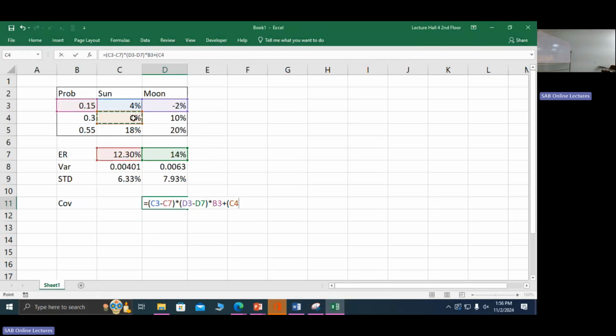the forecasted sun deviation from expected times the forecasted moon deviation from expected times probability, plus the deviation from the forecasted times the moon forecasted 20% deviation from expected. 0.04629 is the covariance.